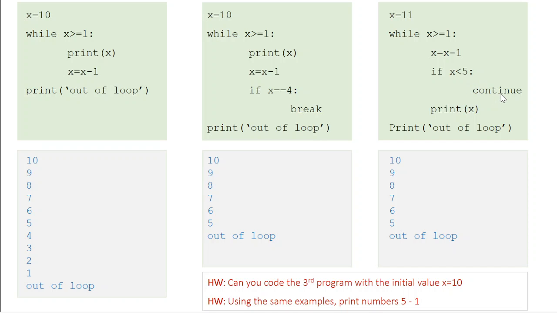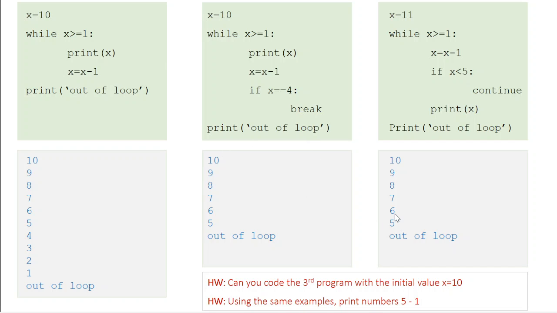Once again, continue is activated. Once again, the print statement is skipped. So all the next iterations will happen without this print statement. So in the final output, you have only numbers from 10 to 5 printed. And in the next iterations, the print statement is skipped. So this is how you can manipulate your iteration statement or loops using break and continue statements.